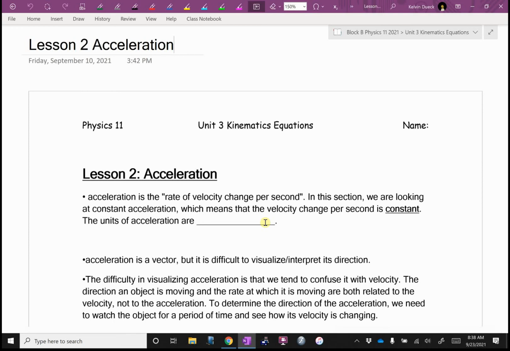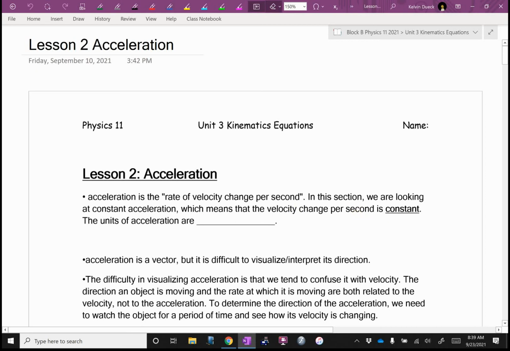The phrase that summarizes all of that is a change in velocity, because velocity is a vector. It has both magnitude and direction. So you can change your velocity by speeding up or slowing down, or changing your direction, or doing both. The fancy phrase is it's the rate of velocity change per second. It's how fast your velocity is changing.